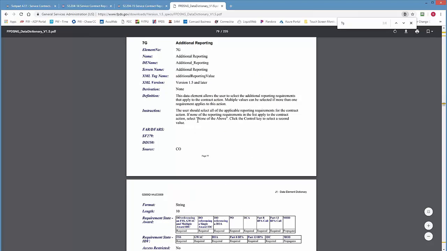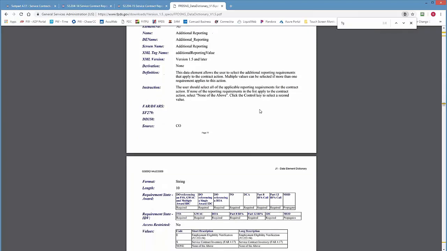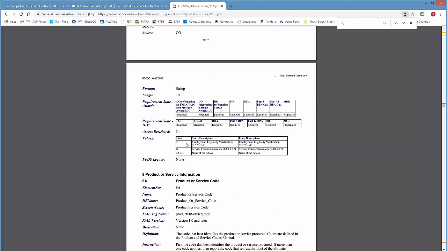And we can look at the definition. The data element allows the user to select the additional reporting requirements that apply to the contract action. Multiple values can be selected if more than one requirement applies to this action. So currently they got two. E, employment eligibility verification. I'm not sure what that is. And the one the additional reporting we're going to be talking about today is S, service contract inventory, FAR 4.17.